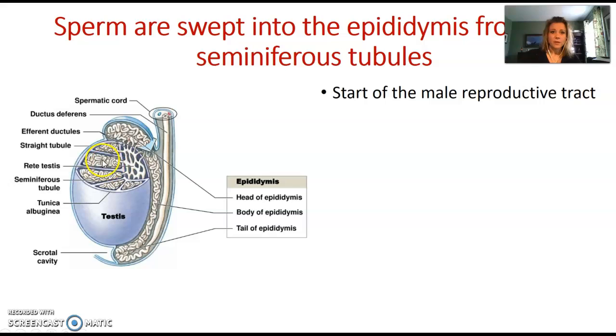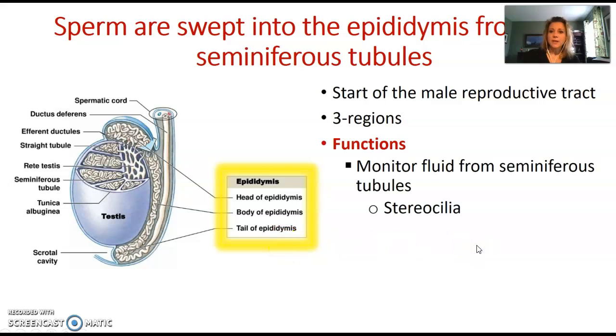Again, the seminiferous tubules are going to be the start of the male reproductive tract, and as I said, they're connected to this large coiled tube outside of the testes called the epididymis. There are 3 parts which are highlighted in this box.